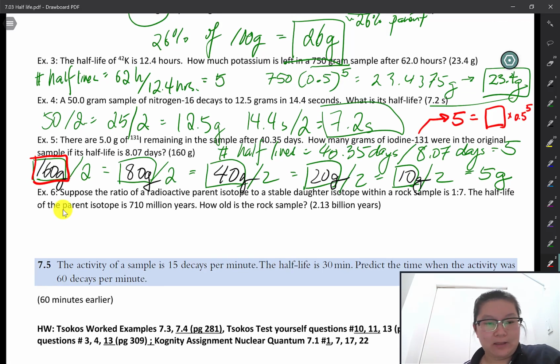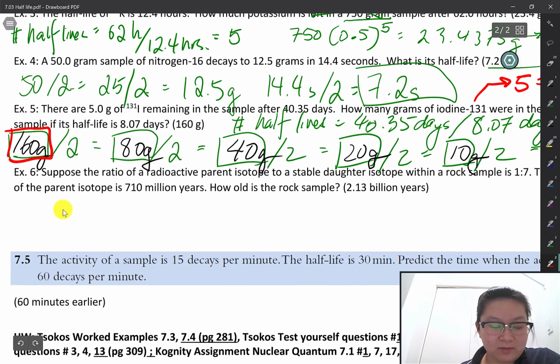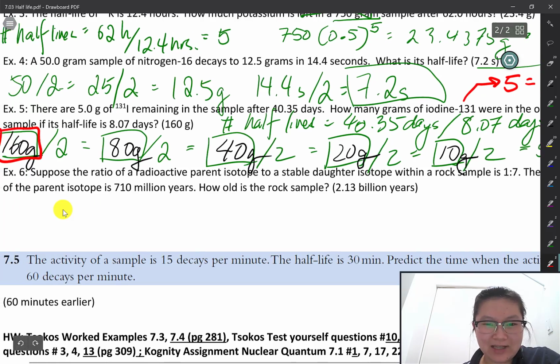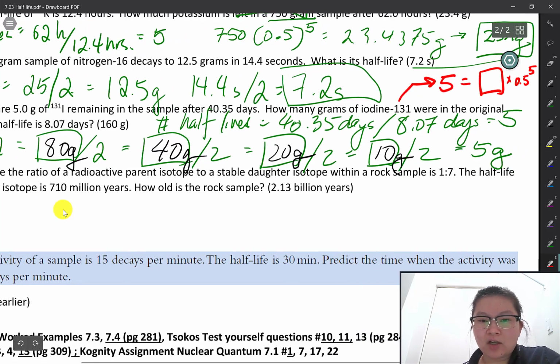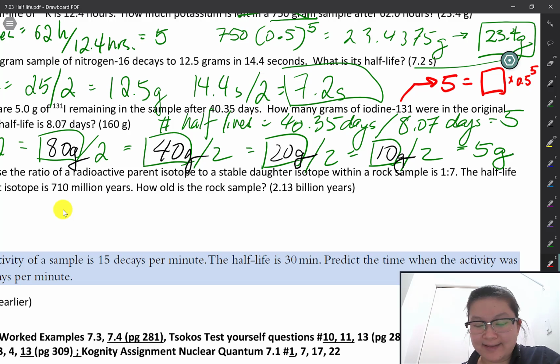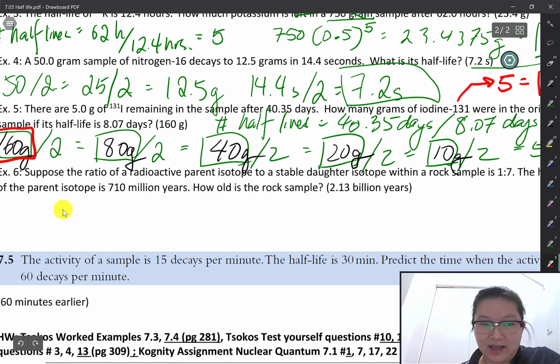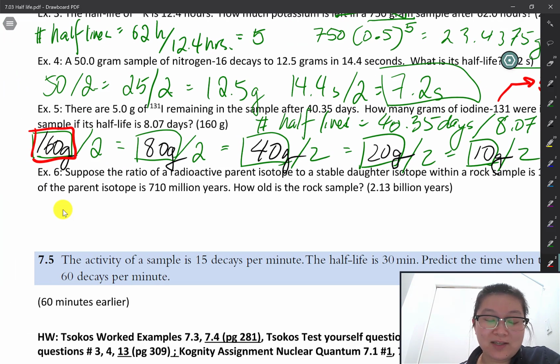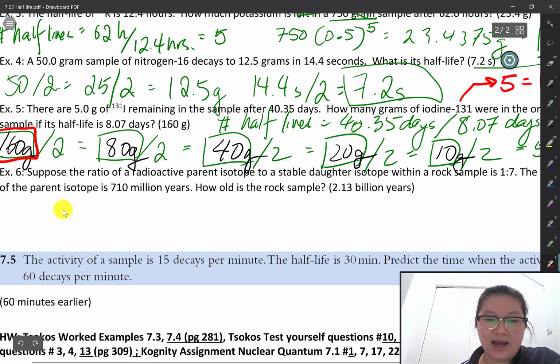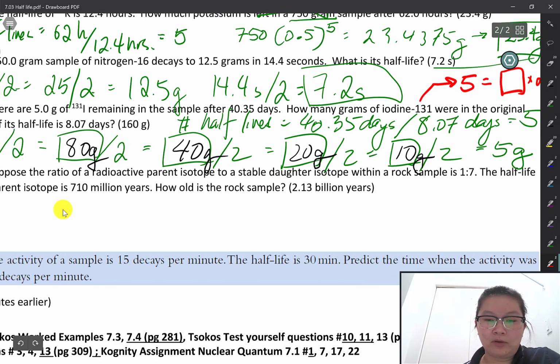Okay, so on to example 6. Suppose the ratio of a radioactive parent isotope to a stable daughter isotope within a rock sample is 1 to 7. The half-life of the parent isotope is 710 million years. How old is the rock sample?